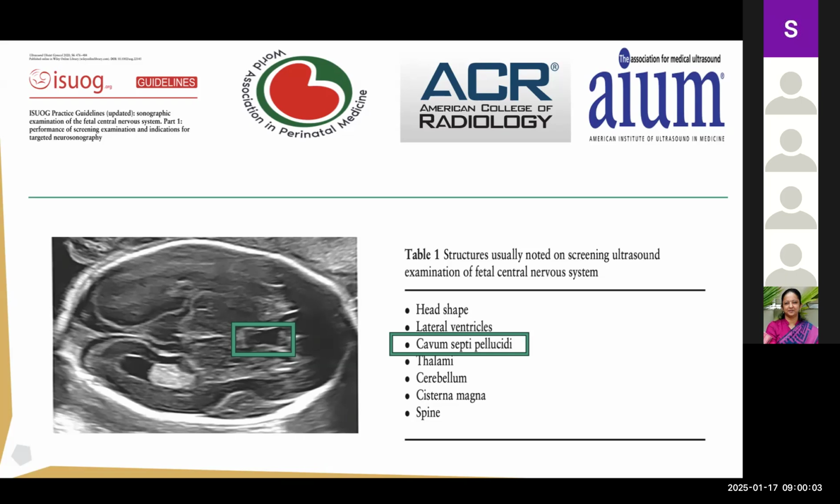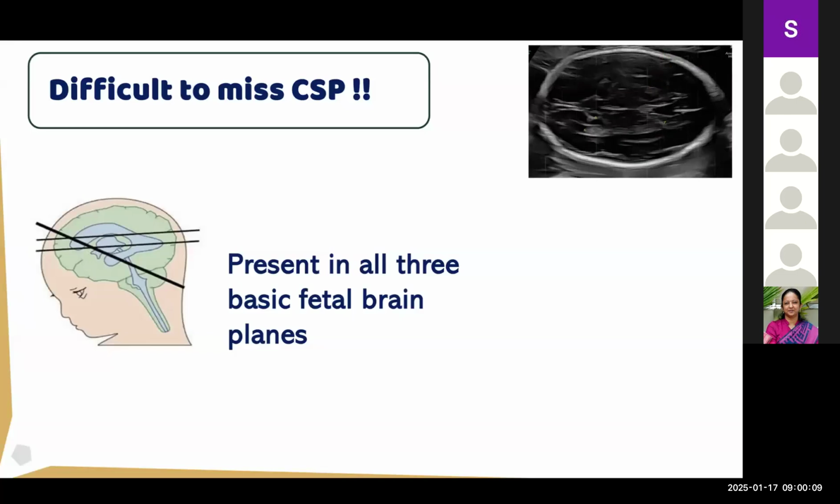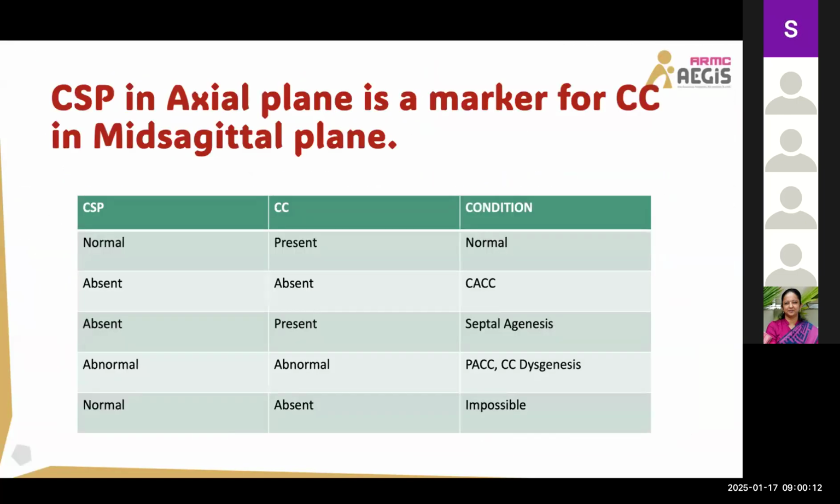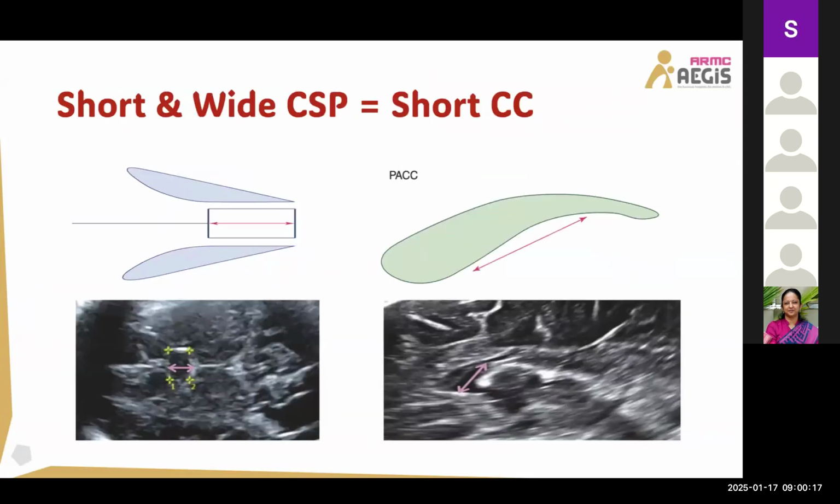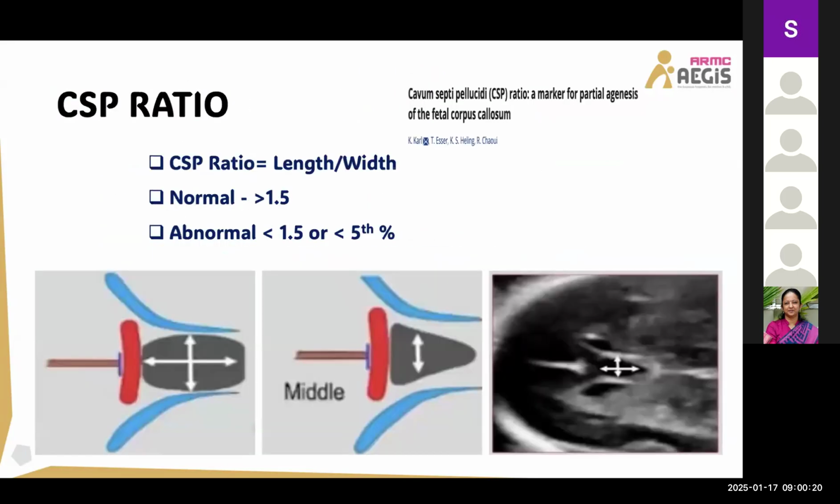And then the role of the CSP ratio. It was popularized by Ravi Choi, but I don't think anybody else has taken it seriously. It is considered abnormal if the ratio is less than the 5th centile, which is commonly seen in conditions such as partial agenesis of corpus callosum. Mostly, we can assess the condition of the CSP subjectively. But if we want to give a correct measurement, then through the CSP ratio we can calculate and give the final findings.